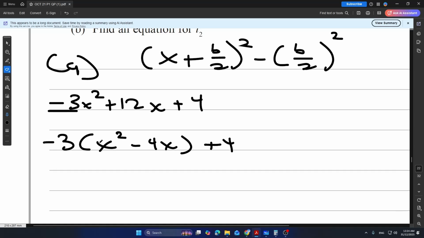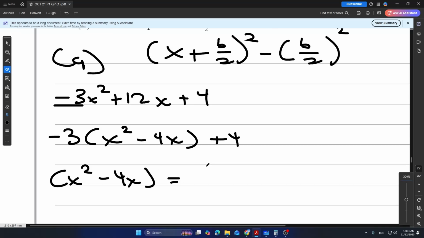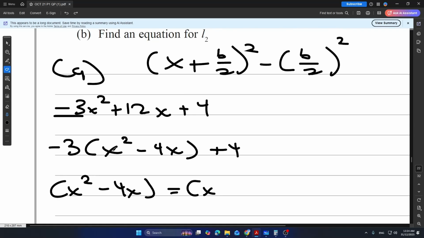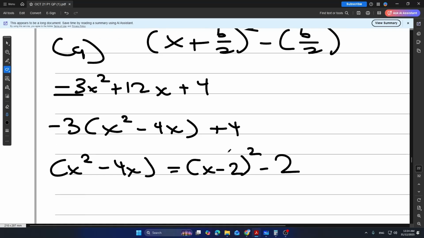Okay, now that we factored it out, we're going to take this part and use this formula. So x squared minus 4x equals, using the formula, x plus b divided by 2, where b is this number, minus 4. So minus 4 divided by 2 is minus 2, so (x minus 2) squared, minus (minus 4 divided by 2) squared, which is minus 2 squared, which is positive 4. So x minus 2 squared minus 4.